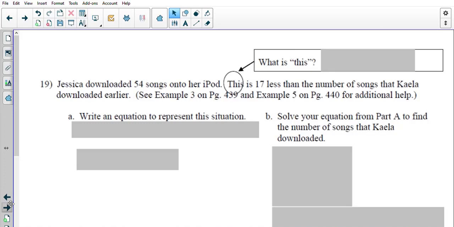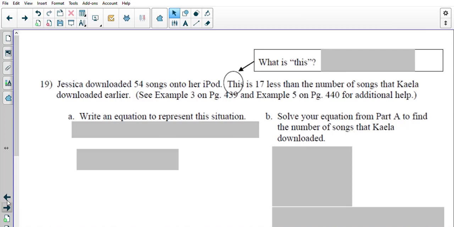It says, Jessica downloaded 54 songs onto her iPod, which I know this is a little outdated. We don't have iPods anymore. If you don't know what it is, just ask mom or dad. They might be able to tell you. This is 17 less than the number of songs that Kayla downloaded earlier. There are some examples in the textbooks as well, but I think you'll get enough here and in class in our practice to be able to handle these.